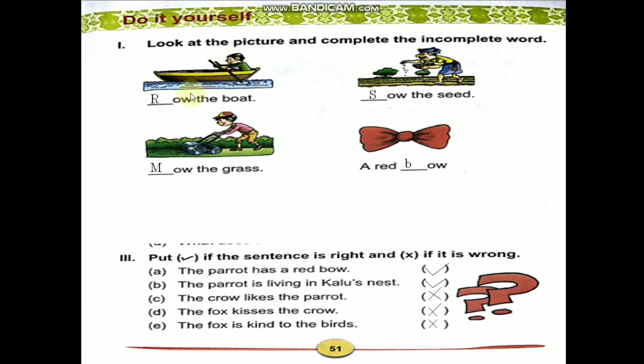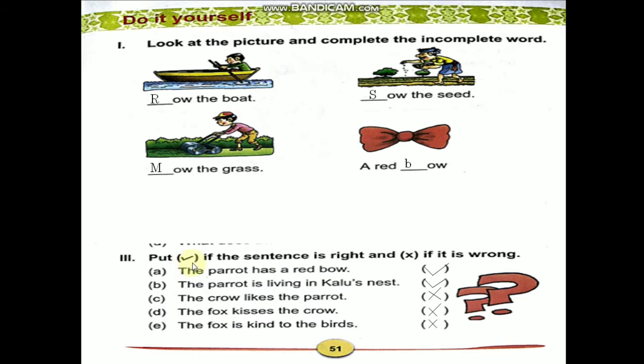Once you see the picture and read the sentence, children. Row the boat. Sow the seed. Mow the grass. A red bow. Okay, children, understood? Come to the next Roman.